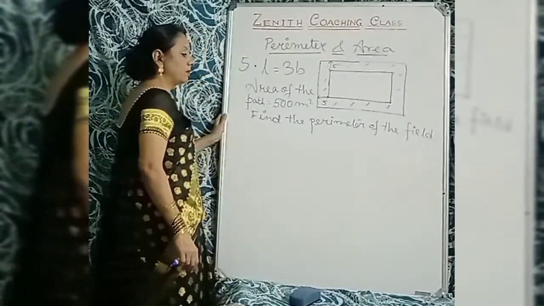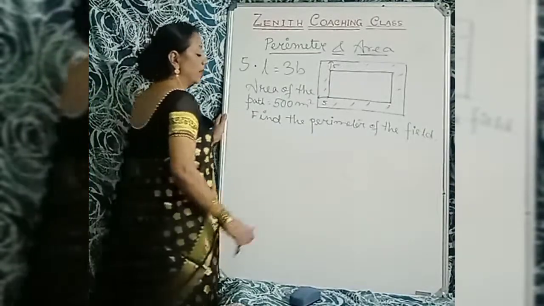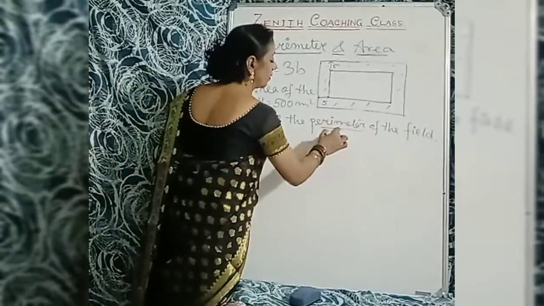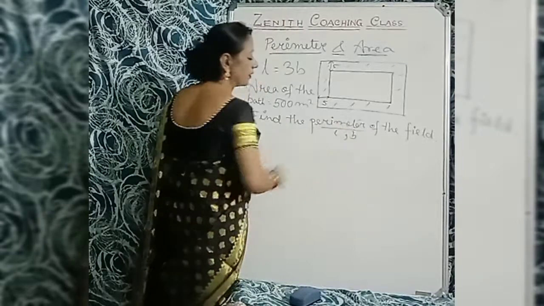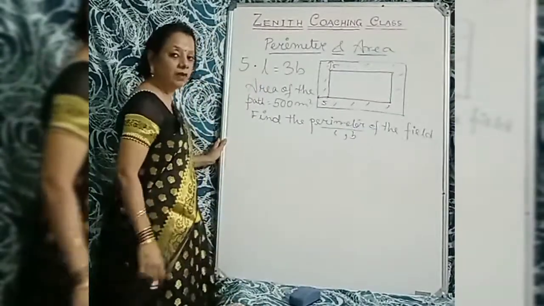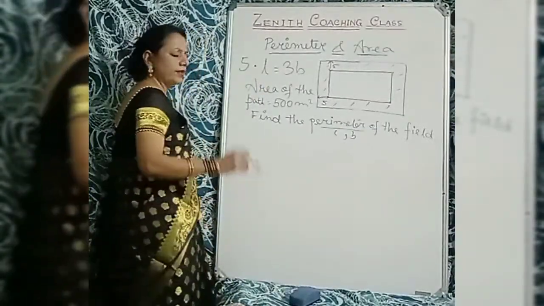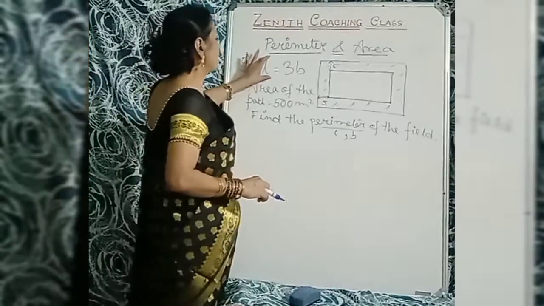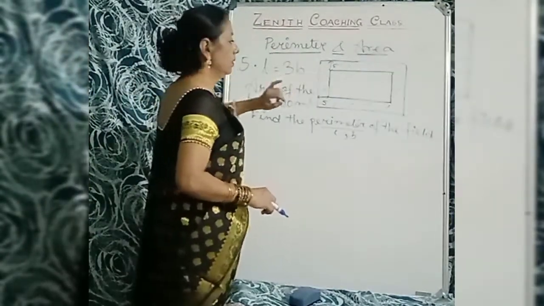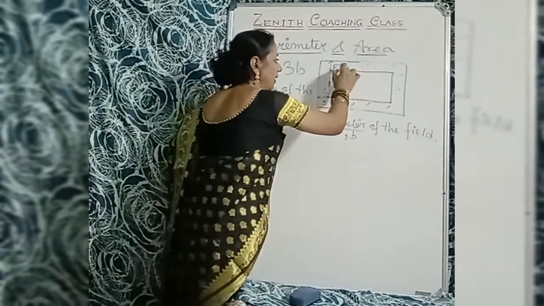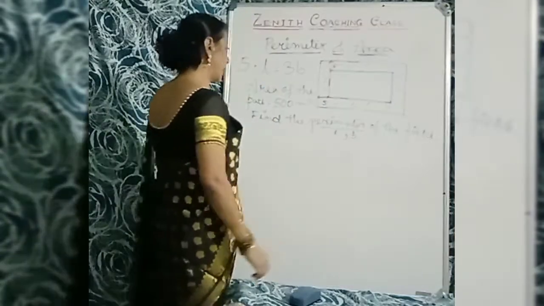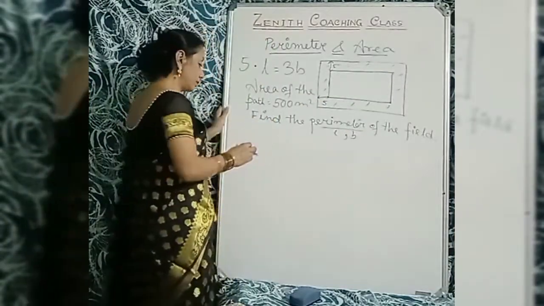So you have to find out the perimeter of the field. That is, you have to find out length and breadth. Otherwise, you cannot find out the perimeter of the field. So there is a hint for you. That is, length is 3 times of breadth. So length is 3 times of breadth. Okay, that is a hint for you.